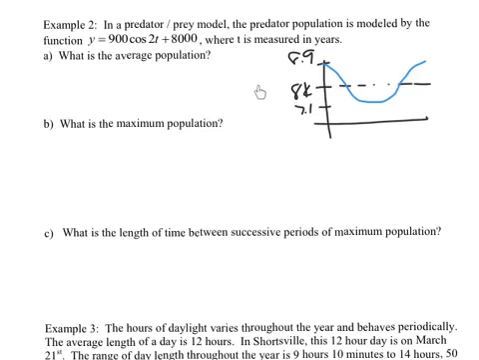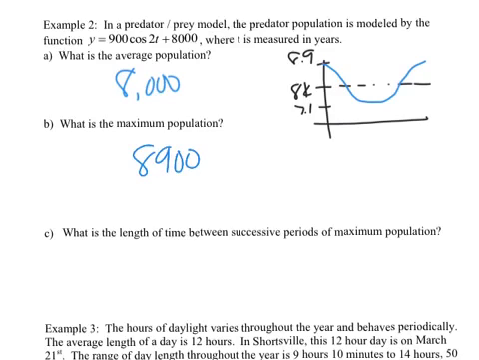The average value is the midline. So the average value for this population is 8,000. The maximum population is going to be the average plus the amplitude, because if you look at it over here, it's going to be 8,900.